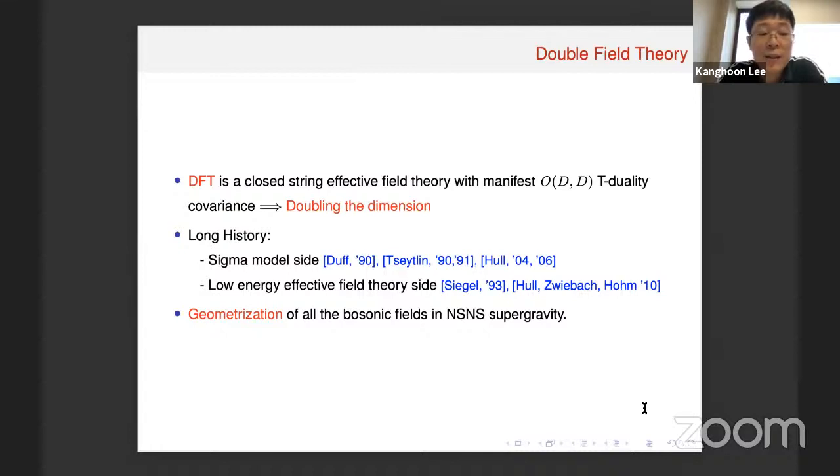And this idea has quite a long history. There are two directions for this. The first one is the string worldsheet model, which started from the 90s, and also there is another approach from the low energy effective field theory side, basically rewriting supergravity. The consequence of this is that we can geometrize all the bosonic fields in the NS-NS sector in curvatures. So the action and equation of motion can be written in terms of the generalized version of curvatures.